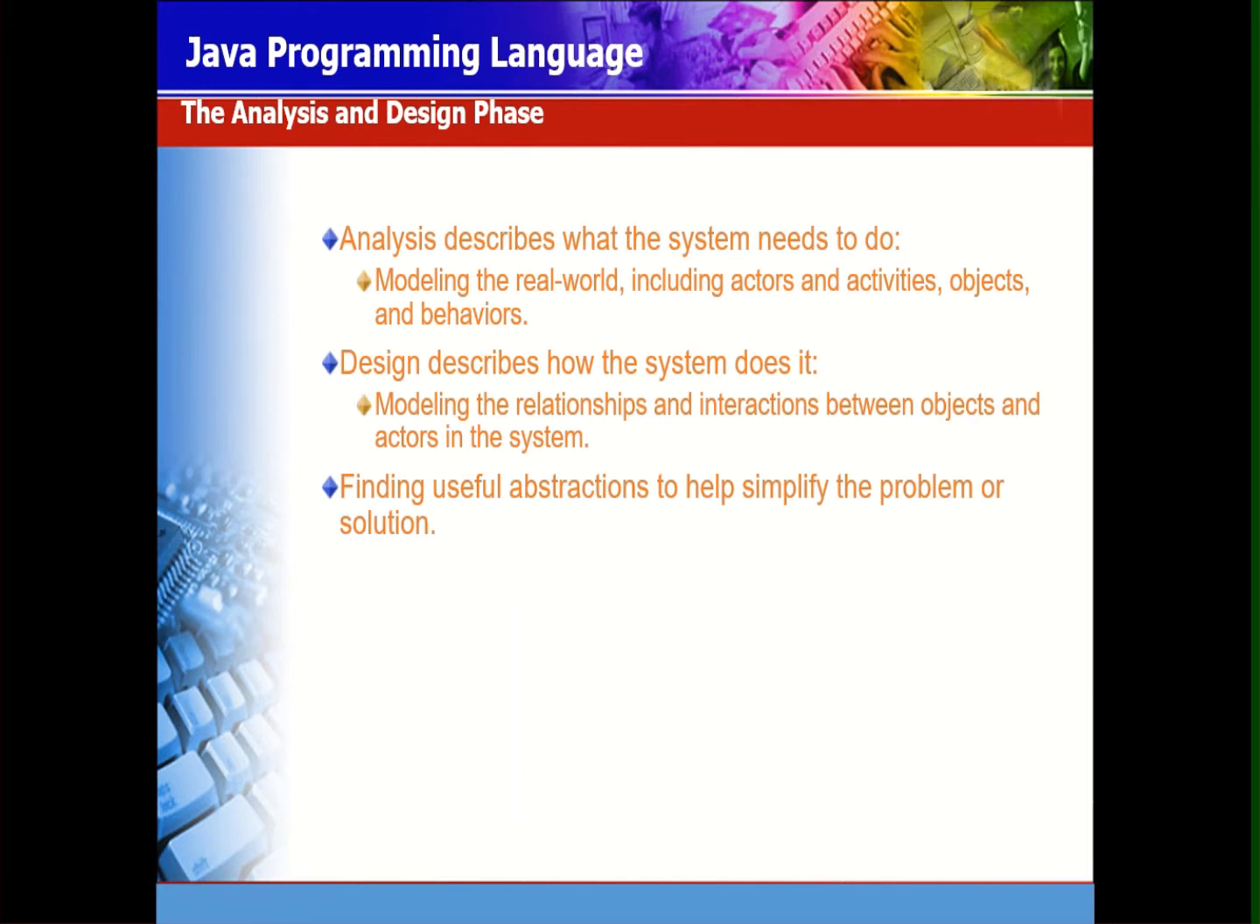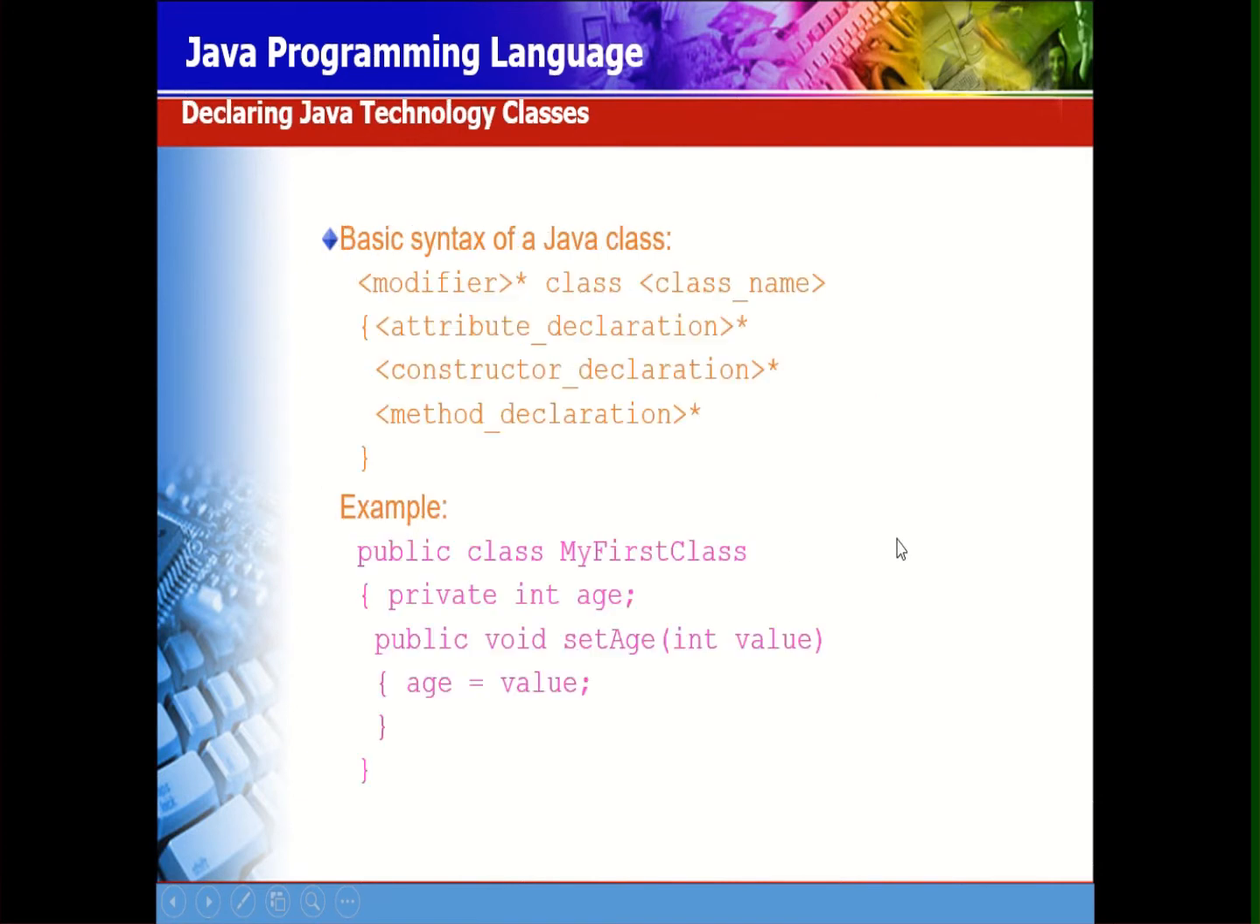Now before going to the program, we will just study the analysis and the design phase. The analysis describes what the system needs to do. Modeling the real world includes actors and activities, objects and behaviors. Design describes how the system does it. Modeling the relationship and interaction between objects and actors in the system. Finding useful abstractions to help simplify the problem and solution.